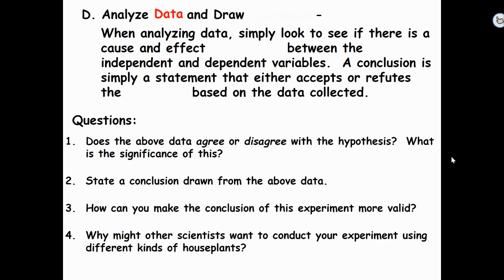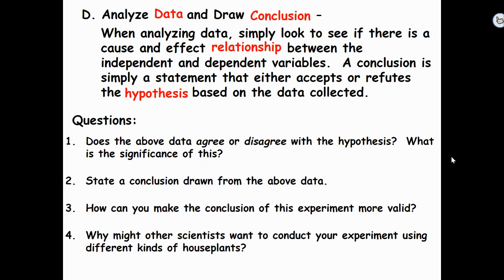All right, so now we analyze the data and we draw a conclusion from it. When analyzing the data, you simply look to see if there's a cause and effect relationship between the independent and dependent variables. A conclusion is simply a statement that either accepts or refutes. Refutes means it goes against it. It says, no, it didn't happen. Okay, so we're going to base our conclusion and say, is our hypothesis true or is our hypothesis false based on the data we collected?